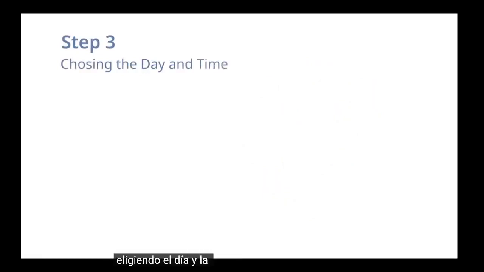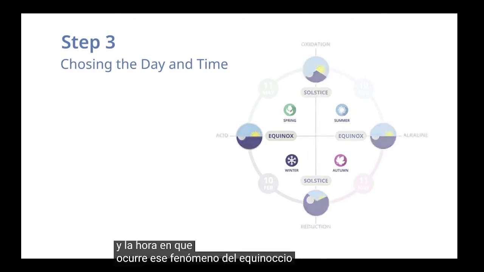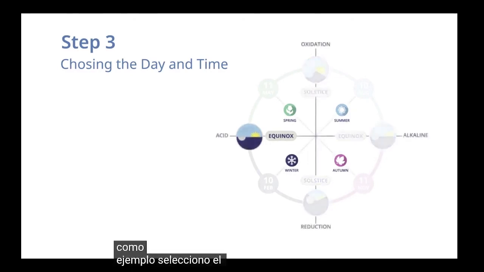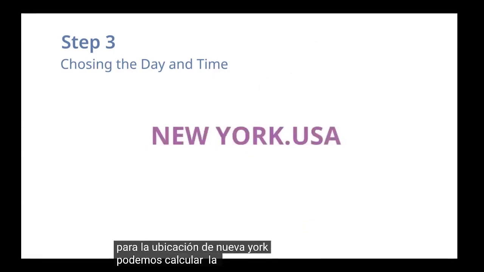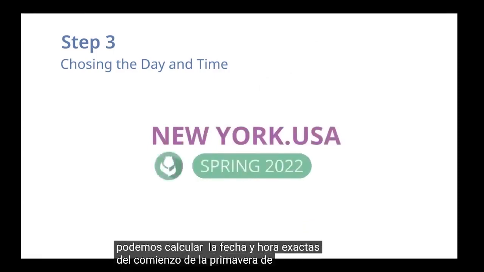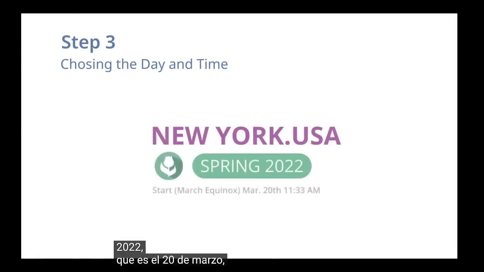Choosing the day and time. In this step, we will determine the day and time at which that equinox phenomenon occurs. As an example, I select the March equinox. For the location of New York, we can calculate the exact time and date of the beginning of spring 2022, which is March 20th, 11:33 a.m.